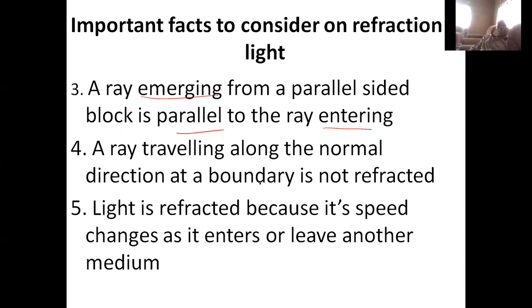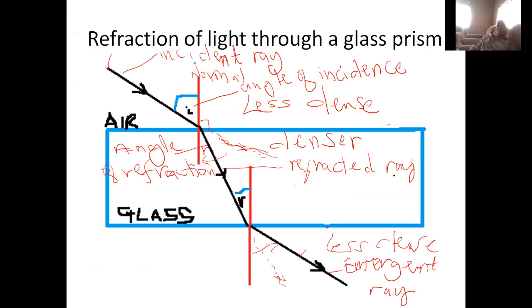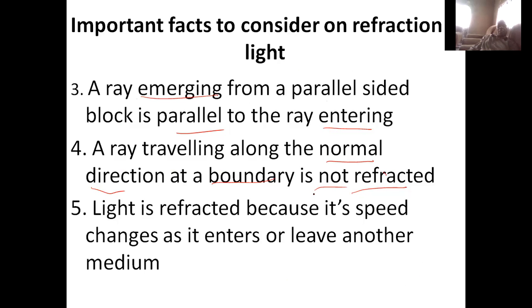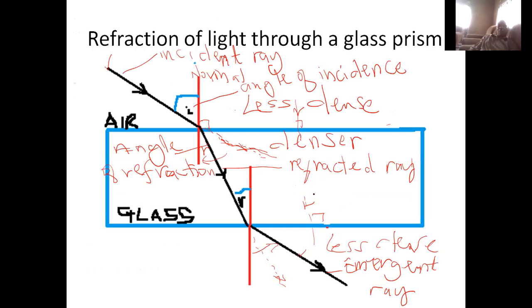Okay. And then a ray traveling along the normal will never be bent. It will continue in its direction without bending if it is striking the edge at 90 degrees. In other words, if a ray is striking at 90 degrees, it will not be refracted and it will come out at 90 degrees. The light is refracted because its speed changes as it enters or leaves another medium. So the bending is a result of a change of speed because of the different densities. The speed in a less dense material will be higher, and when it enters a denser material, the speed reduces.